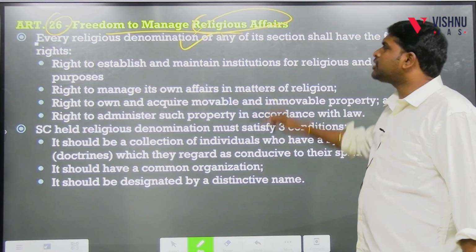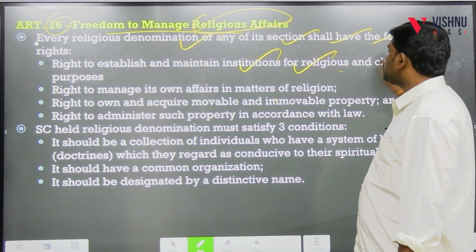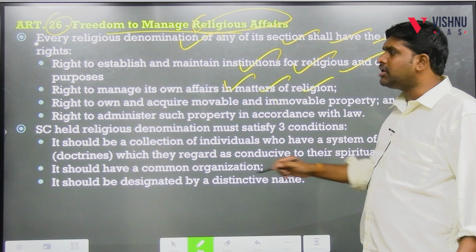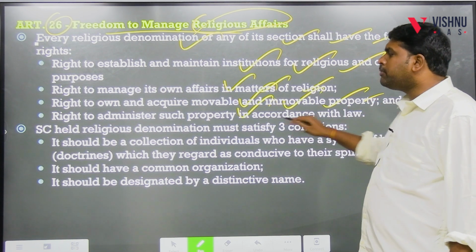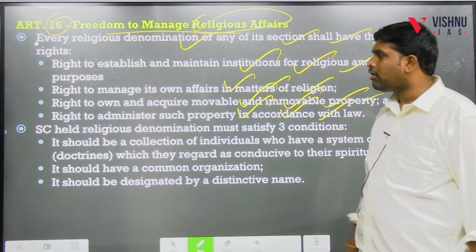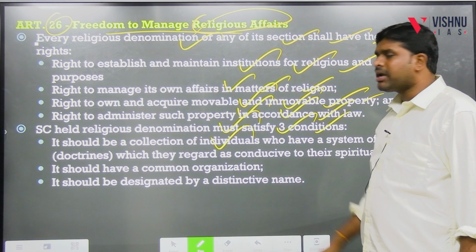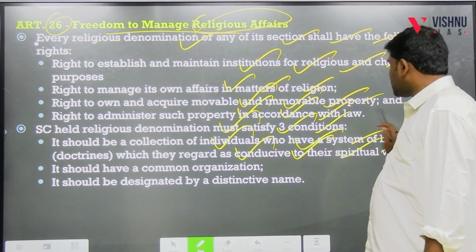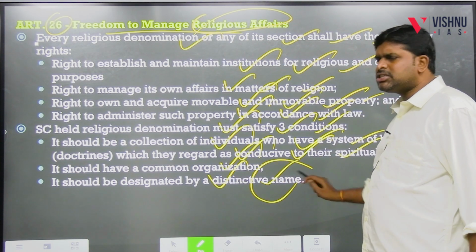Every religious denomination or any of its sections shall have the following rights: the right to establish and maintain institutions for religious and charitable purposes, the right to manage its own affairs in matters of religion, the right to own and acquire movable and immovable property, and the right to administer such property in accordance with law. The Supreme Court held a religious denomination must satisfy three conditions. It should be a collection of individuals who have a system of beliefs which they regard as conducive to their spiritual well-being. It should have a common organization. It should be designated by a distinctive name.